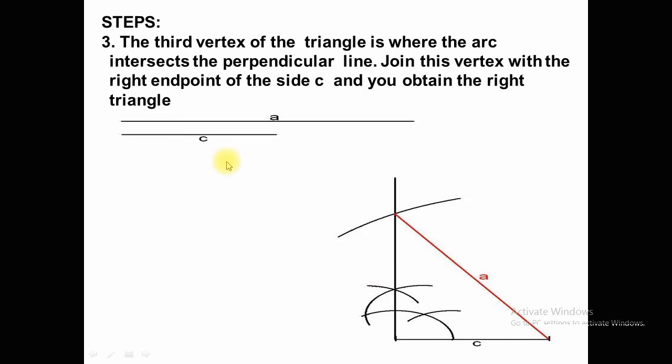Now open the compass about the length of the hypotenuse and put the compass at this point. Draw this arc. This arc joins this perpendicular side at this point, then join this point to the other end of the side C, and this is the required right triangle.